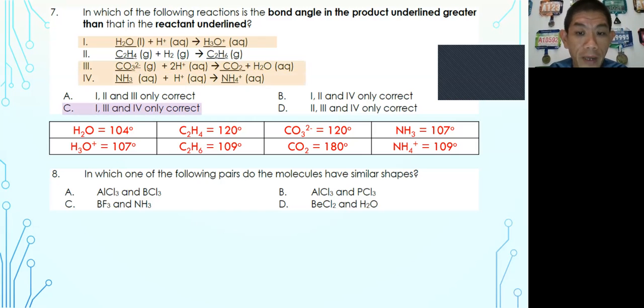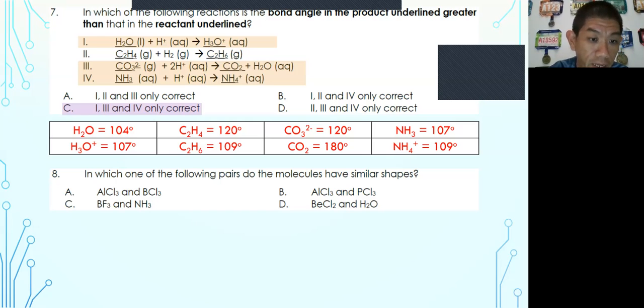Number 8, which of the following pair of molecules have a similar shape? So in order to easily deduce in here, you have to first find out which group they belong to inside the periodic table. Now, if you look carefully, Al and B are both from group 13. So this might have a chance to have a similar shape. And this is group 13 and group 15. So in group 15, you might expect it to have a different shape in here.